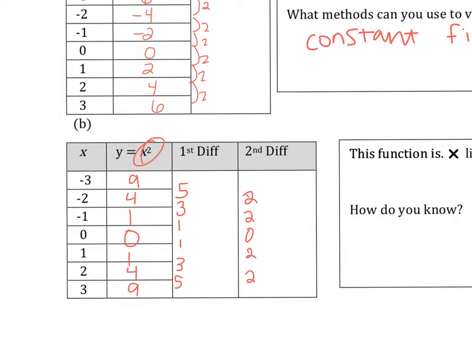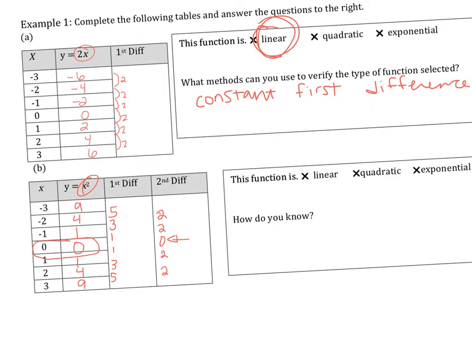So notice that we have a constant second difference here, except for where we see this 0. This is where you're going to have your vertex. So in our original graph, or original table, sorry, this is our vertex. And where our vertex is, it results in a 0 in the second difference. So if you see a 0, but every other number is constant in that second difference, that means your graph is quadratic.